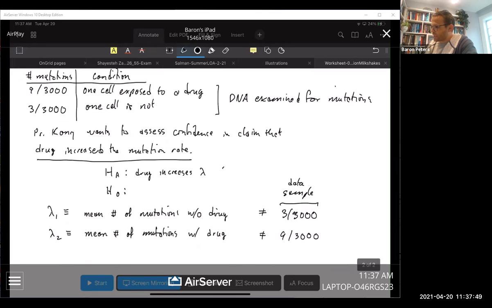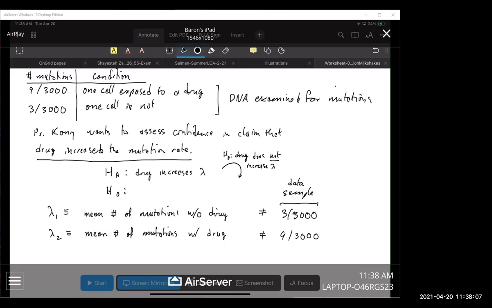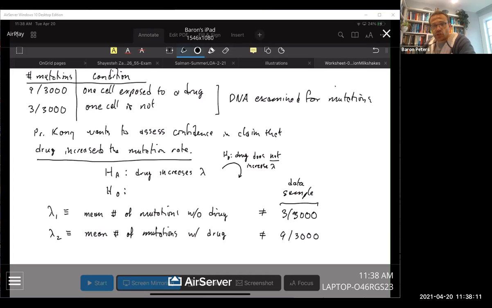I'll write down what you said here. H0 is that the drug does not increase lambda. So what would that mean about my lambda 1 and lambda 2? That they're equal. Oh, that's the case I'm gonna use in my math. Okay, it's the best case scenario for our opponent.